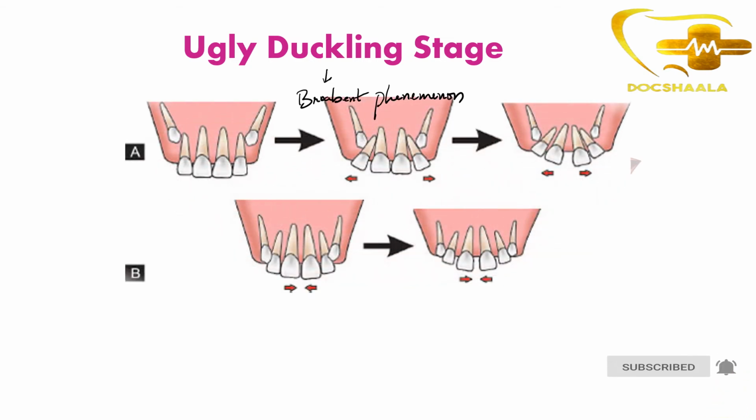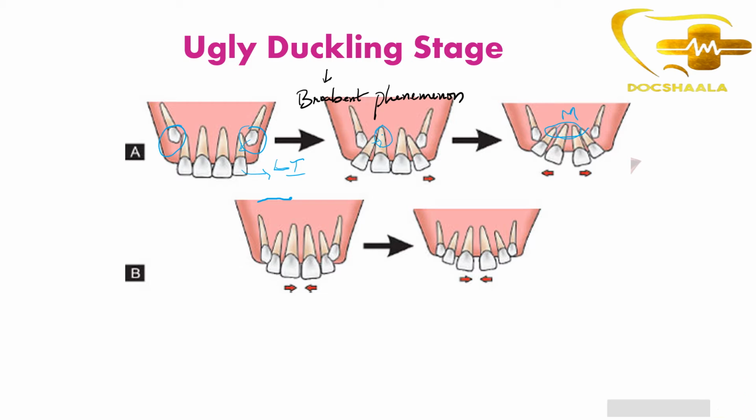So here is the image showing the ugly duckling stage. Here you can appreciate that the permanent maxillary canines are erupting. As they erupt, they are exerting force on the roots of the lateral incisors. Because of this force, the roots are displaced towards the mesial side, and in turn they exert force on the central incisors, and the central incisor roots are also displaced towards the mesial side.